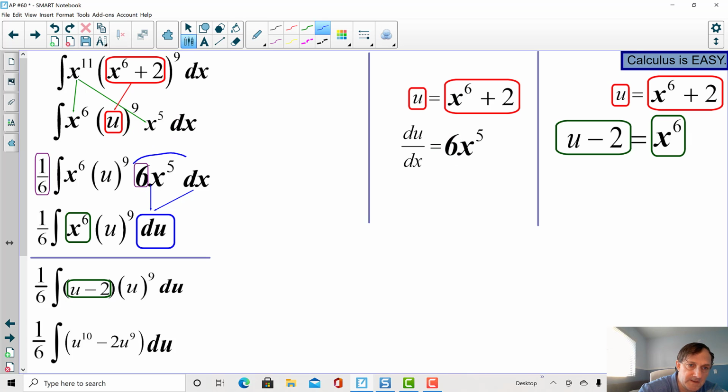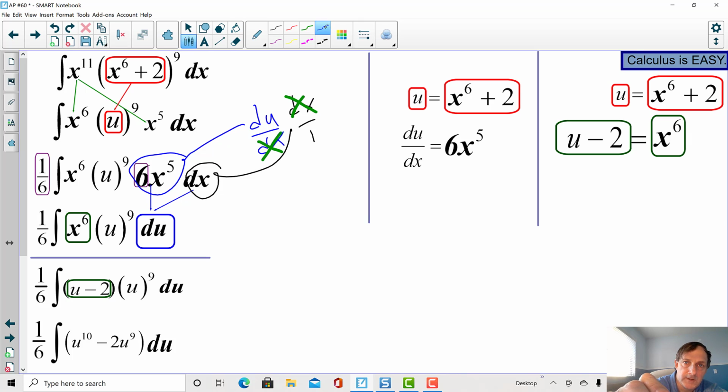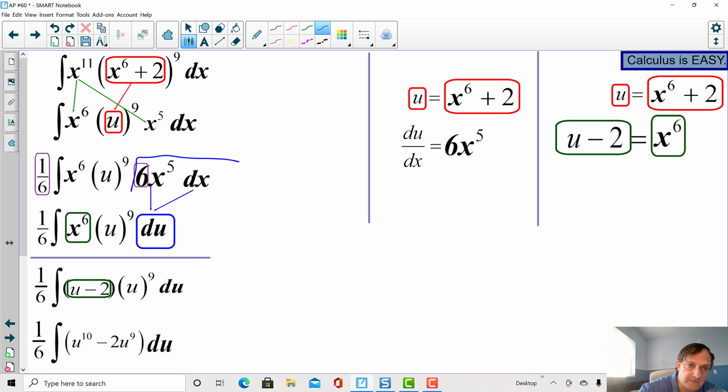And I'm almost done. This is a du dx, and this is a dx. So my dx's are going to cancel, and I'm just going to be left with a du. So I'm just left with a du here. So these two things turn into just a du. Now normally when we get to this step, we're done. We can do the integral, but we have a problem. We're still left with an x to the 6. What do we do? So this is a tricky example.